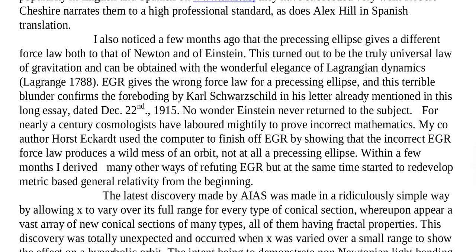For nearly a century, cosmologists have labored mightily to prove incorrect mathematics. My co-author Horst Eckert used the computer to finish off EGR by showing that the incorrect EGR force law produces a wild mess of an orbit, not at all a precessing ellipse. Within a few months, I derived many other ways of refuting EGR, but at the same time started to redevelop metric-based general relativity from the beginning.